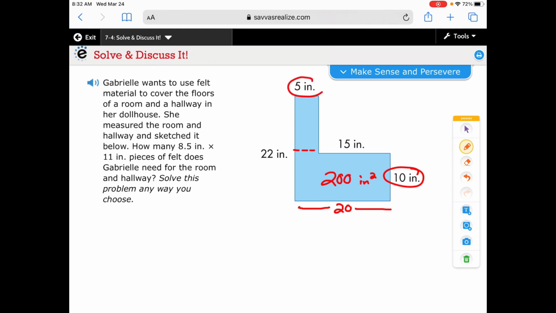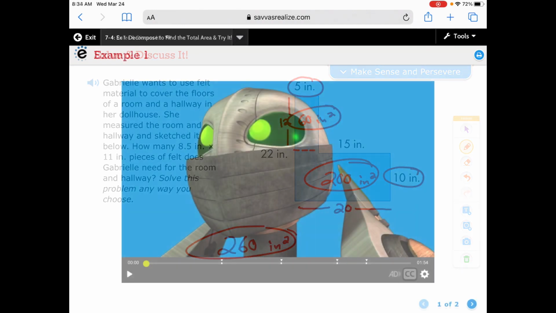And then we're going to multiply 5 times, well, this is the piece here, which is 12. Because we have 22 and 10, we subtract. So 5 times 12 is 60. So that's 60 inches squared. So what we do is we add that together, this and this. So the total space in that room is 260 inches squared. So make sure you have that written in.